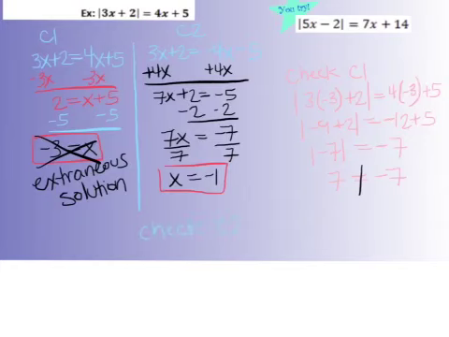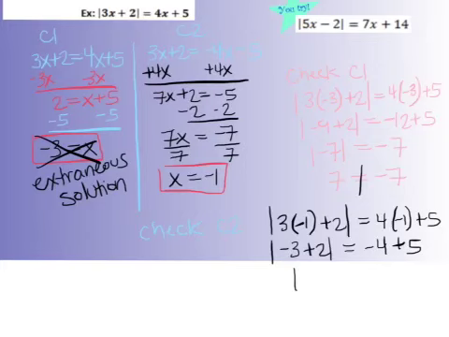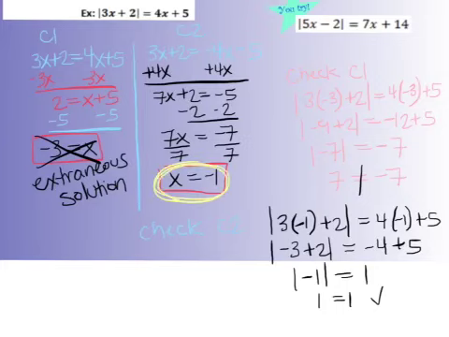And I'm going to check case 2. So plugging in for negative 1, I have absolute value of 3 times negative 1 plus 2, absolute value, is equal to 4 times negative 1 plus 5. So inside absolute values, I have negative 3 plus 2, absolute value is equal to negative 4 plus 5. And then inside my absolute value, I get negative 1 absolute value is equal to 1. And then taking the absolute value of negative 1, I get 1 is equal to 1. And that works. So this is actually my only answer. X equals negative 1 is my only solution to this absolute value equation.